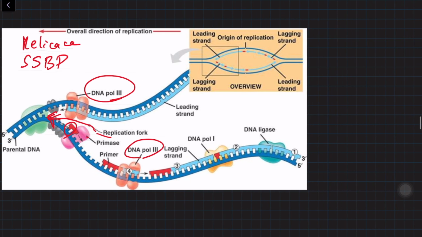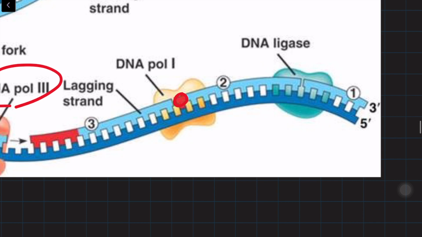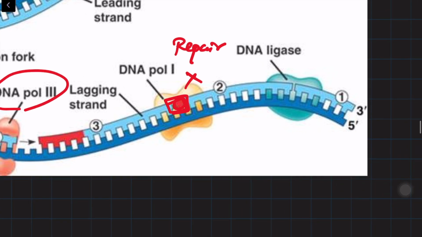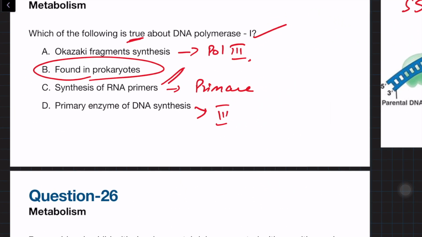Okay. And where is the DNA polymerase 1? It is here. What it does is it removes the primer and fills up the DNA, that is, it does a repair and fills the DNA. And finally, the ligase will connect it. Okay, this is the role of polymerase 1. It is not a complete synthesizer, it just repairs.